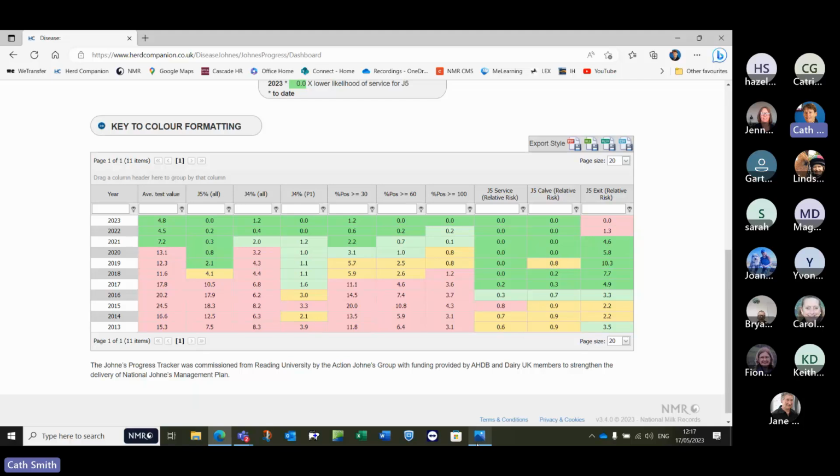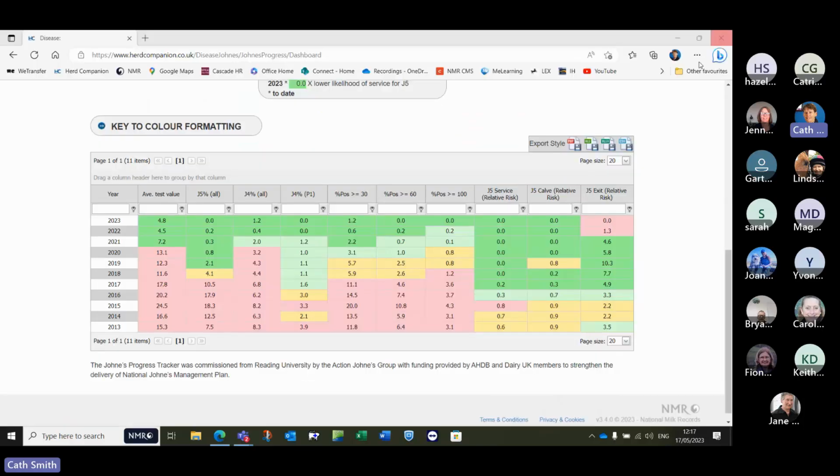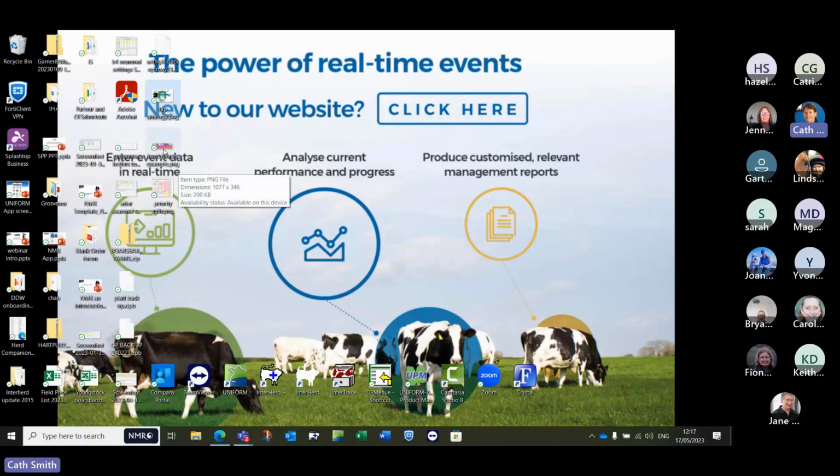Just as a comparison, I've got another herd's data. Has that gone again as well? Yes, it has. I had all this open ready to go, but it's not working.